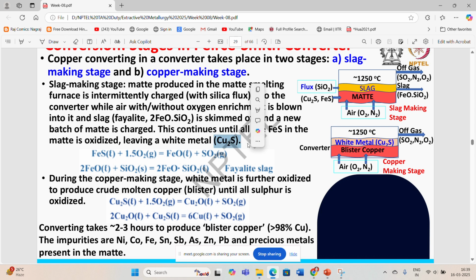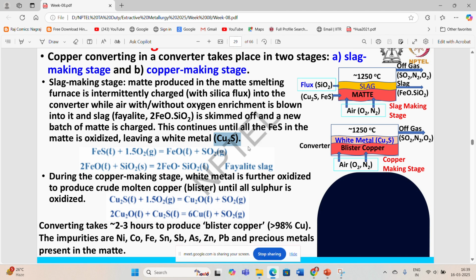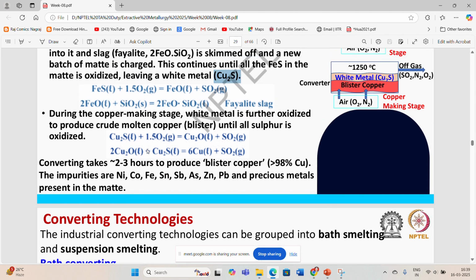which is majorly Cu2S, copper sulfide. Then during the copper making stage, this copper sulfide we are going to further oxidize to produce crude molten copper blister, until all the sulfur is oxidized in the form of SO2 gas. So the major reaction happening during this step is Cu2S getting converted into copper oxide and SO2. Then this copper oxide again reacts with copper sulfide, as we had already talked about.